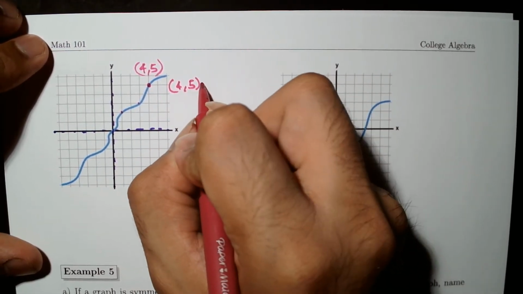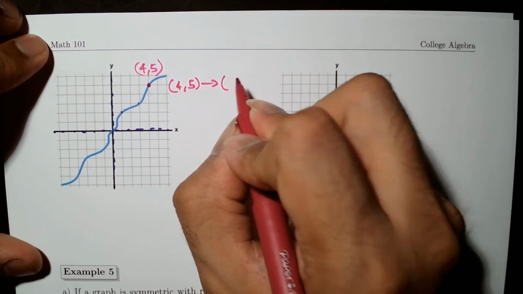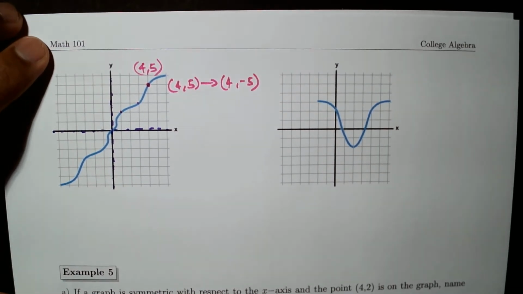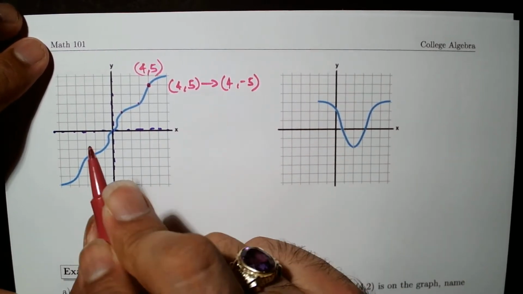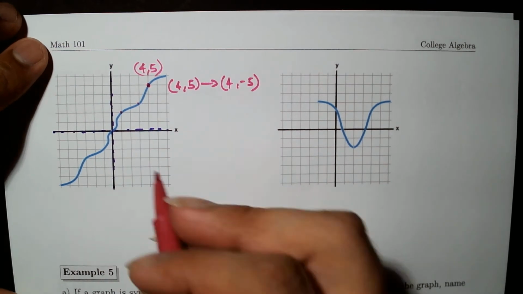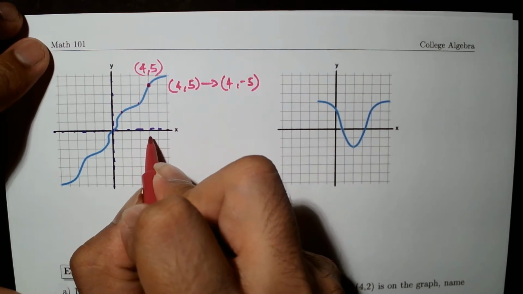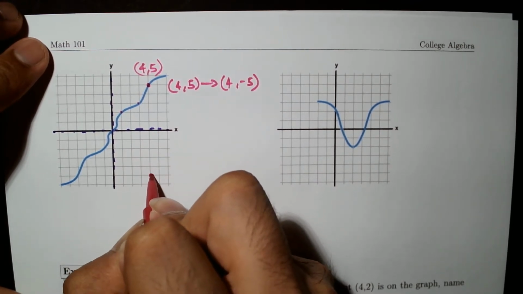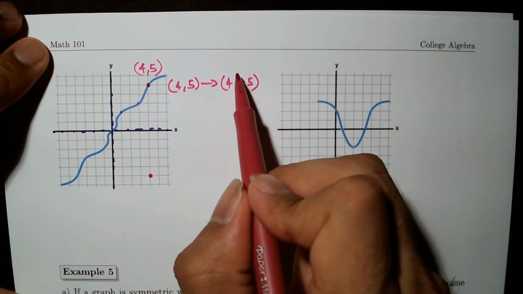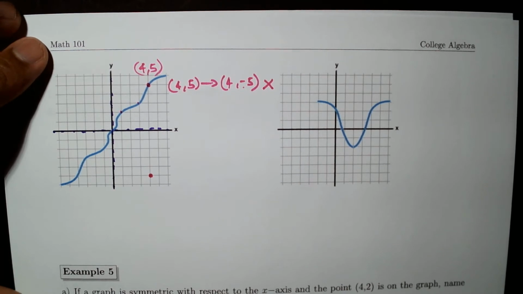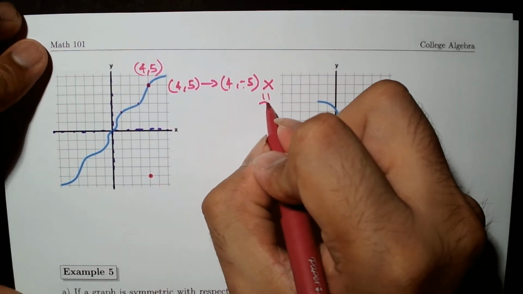Okay, symmetry about the x-axis. I'm going to change the sign of the y value, and I will find out whether this point exists in the graph. So I'm going to go 4 to the right and 5 down, the point 4 comma -5. This point does not lie in the graph, so it fails to be symmetric about the x-axis. Okay, maybe a sad face, why not?